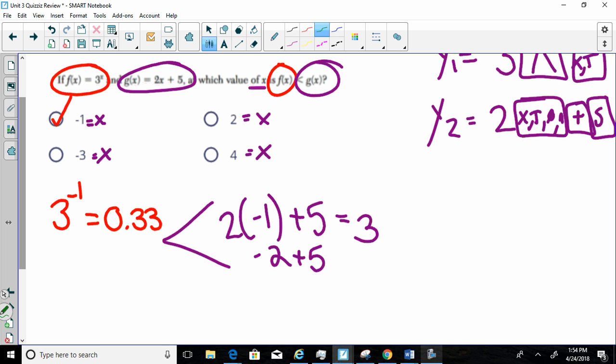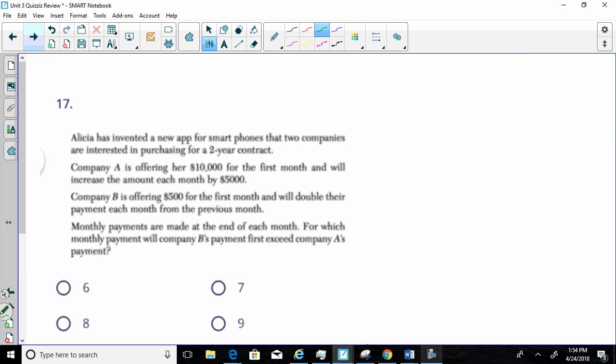And so, do you guys see where it says arithmetic and geometric? We would use arithmetic on this one, because see how it says the first month? When you see the first month instead of initial or starting, you know you're using arithmetic and geometric. So let's figure out: company A is offering her $10,000 for the first month and will increase the amount each month by $5,000. Would that be arithmetic or geometric? Arithmetic because it's added. Yes, because it's added.